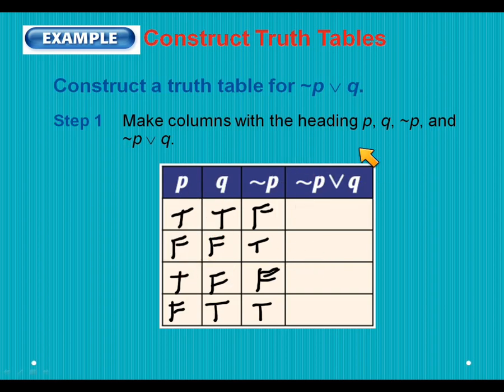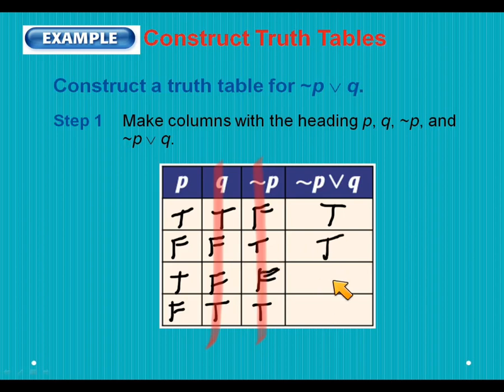Now finally, I look in this column, because this is what I'm trying to find. I'm going to look at not P or Q. And since it's the word or, only one of them has to be true for the whole thing to be true. So when I'm looking at these two, would this be true or false? True, because one of them is true. Would this be true or false? True, because one of them is true.